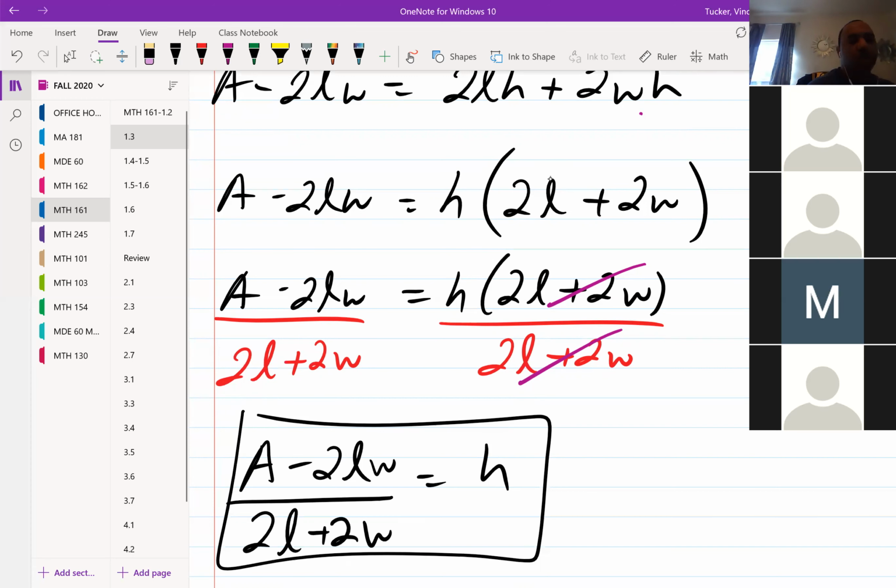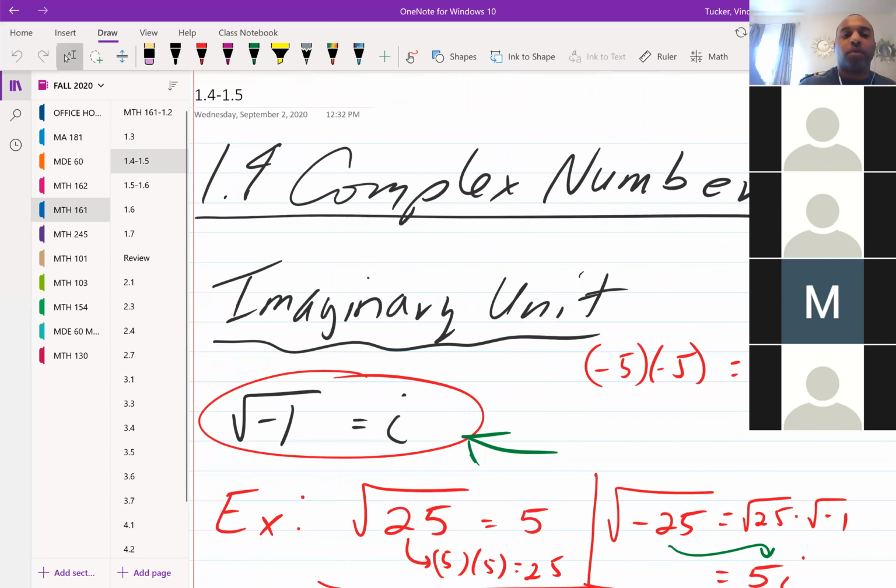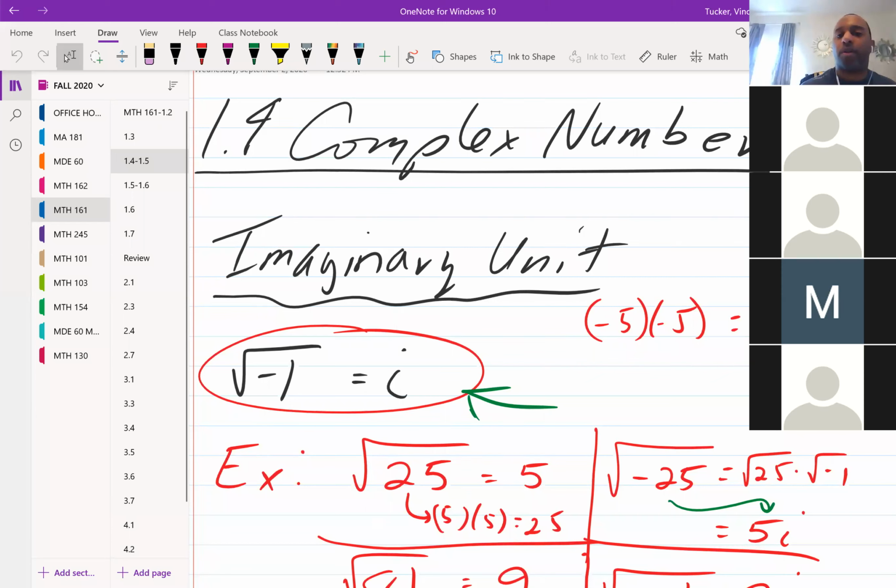All right. So let's start 1.4 and talk about complex numbers. Not going to try to finish it, but I do want to start it. At least introduce the concept to the class before we close out today. So 1.4 is complex numbers.